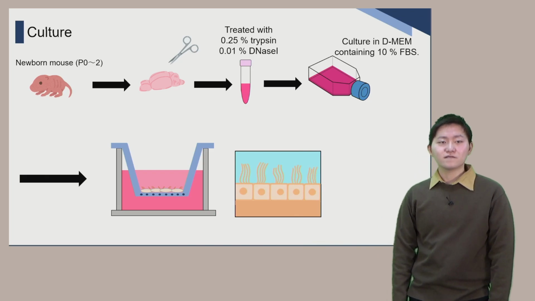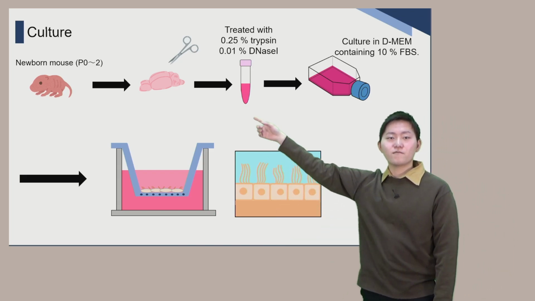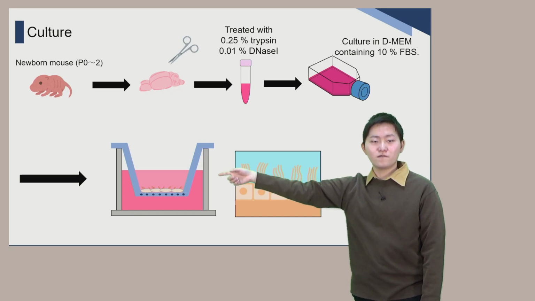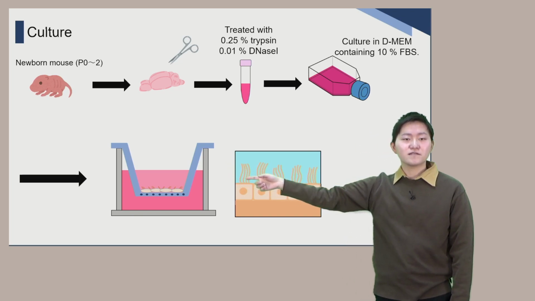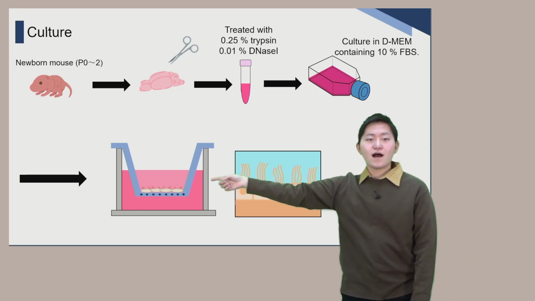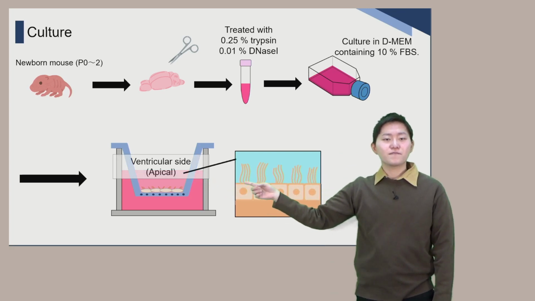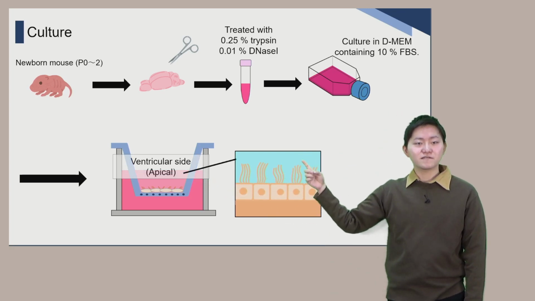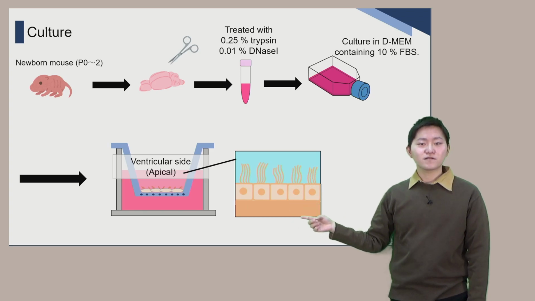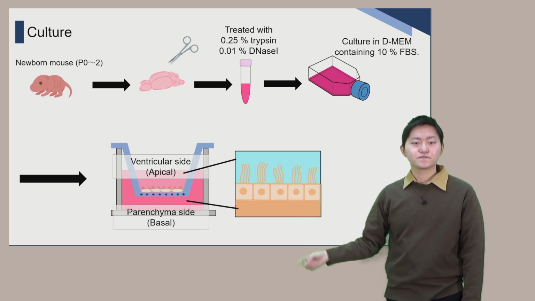Undifferentiated glial cells obtained from the whole brain of a newborn mouse were seeded on the transwell. Transwell can distinguish two compartments. The upper chamber corresponds with the ventricular side, and the lower chamber corresponds with the parenchyma side.